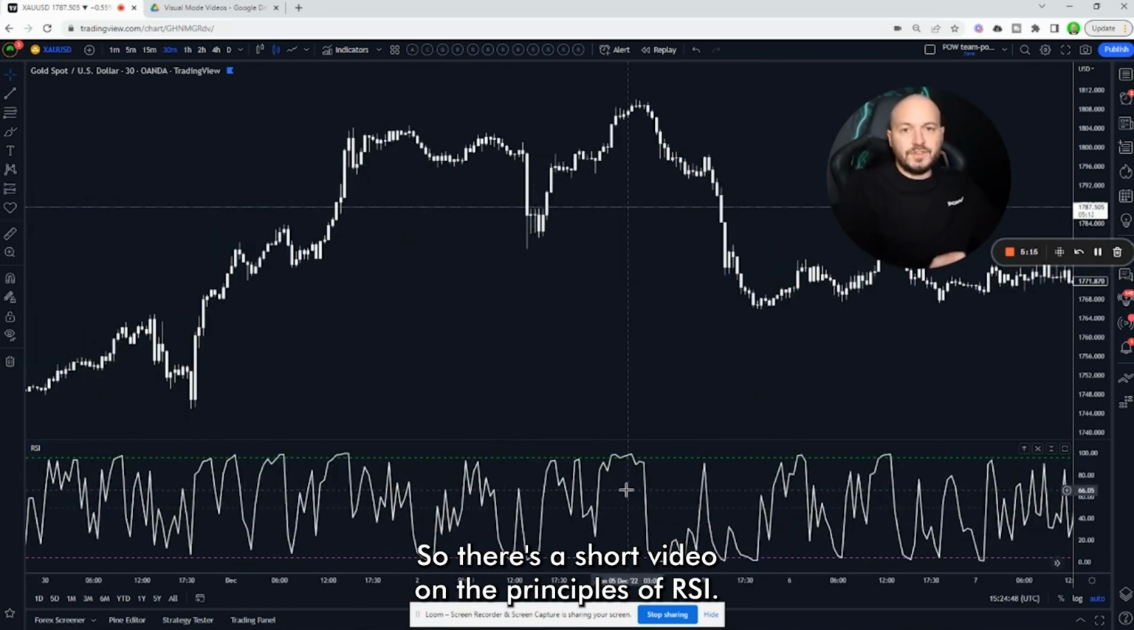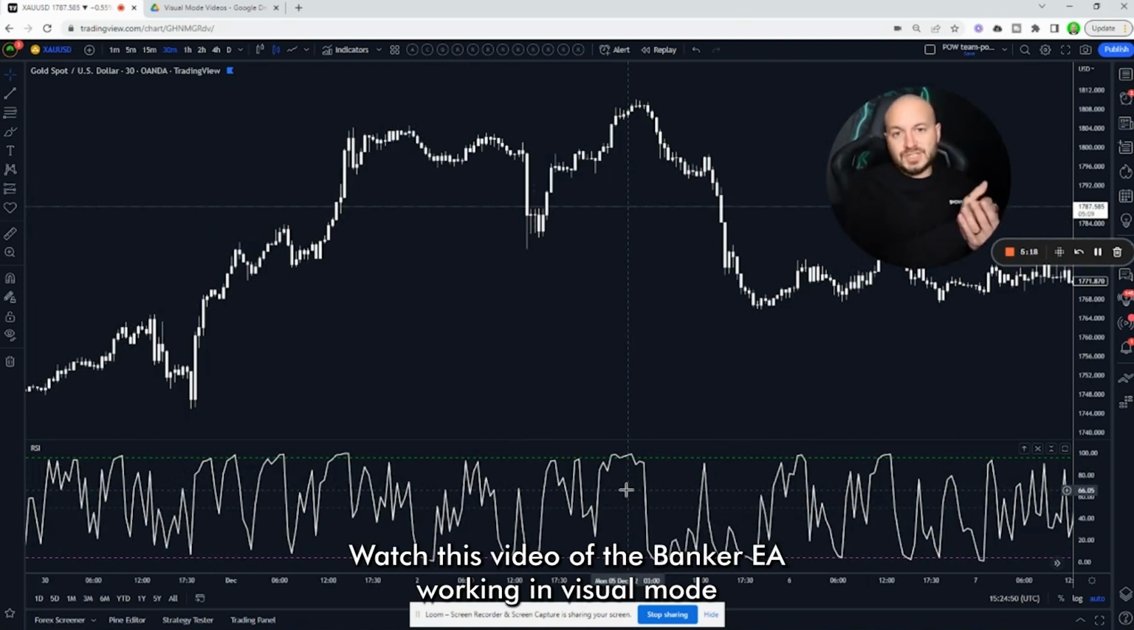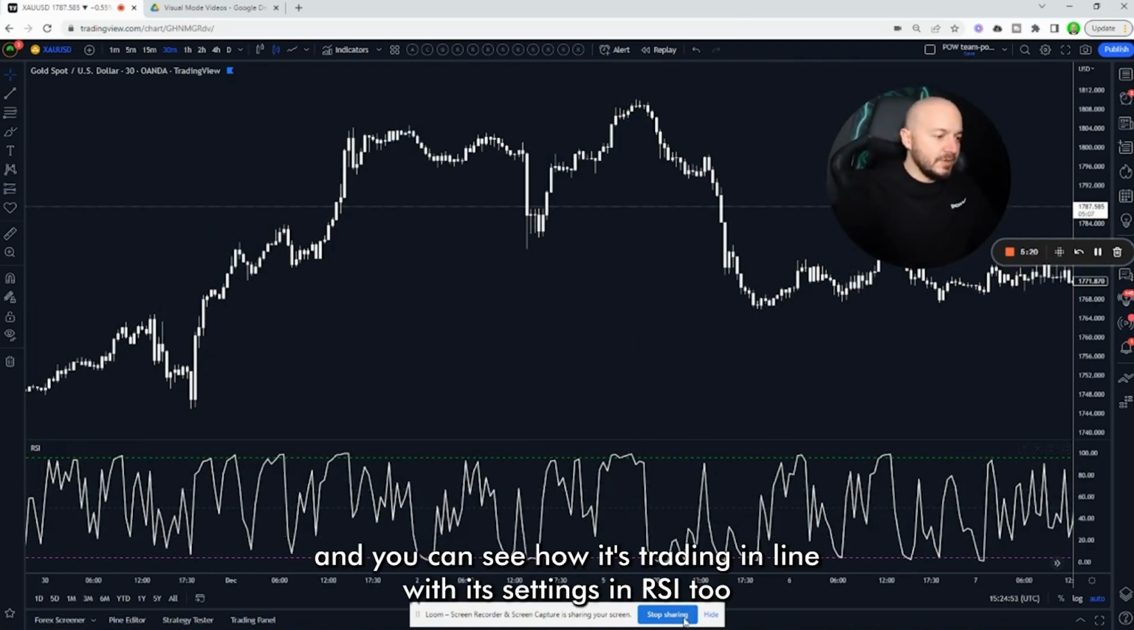So there's a short video on the principles of RSI. Watch this video of the Banker EA working in visual mode, and you can see how it's trading in line with its settings in RSI too.